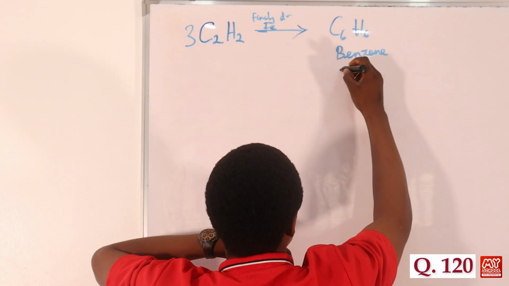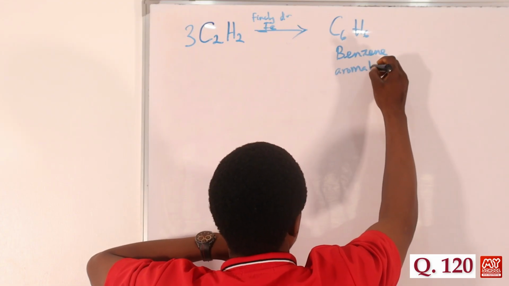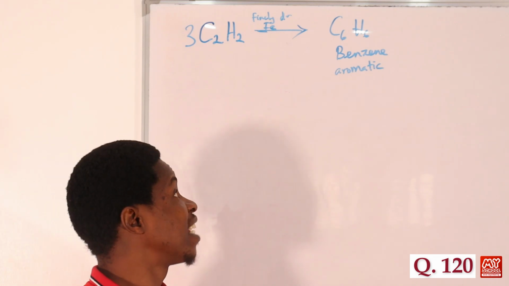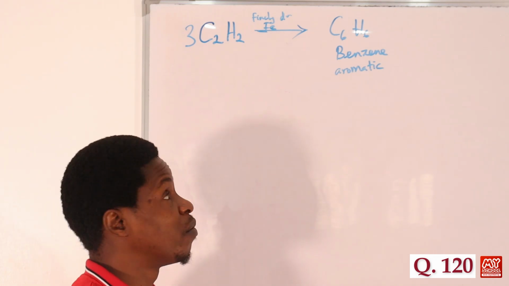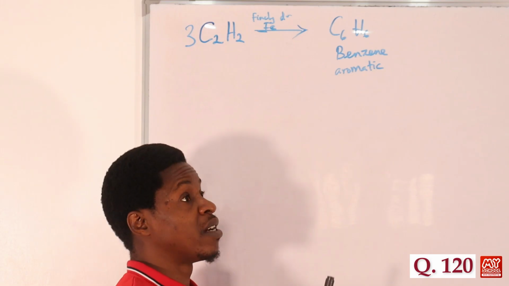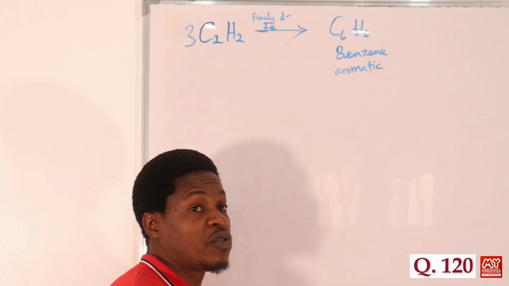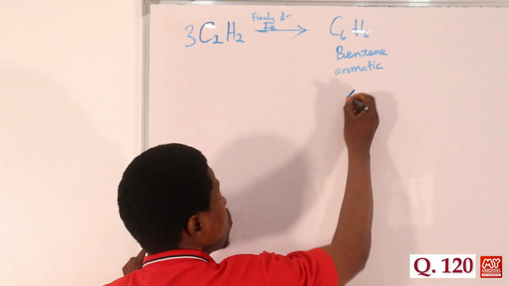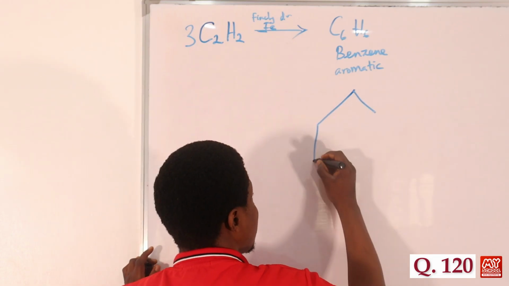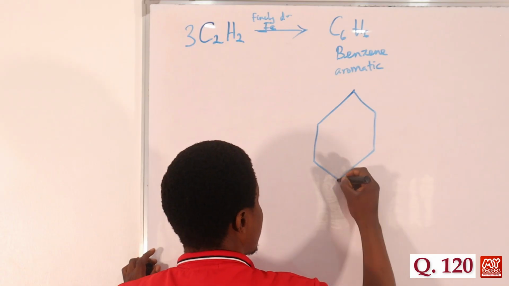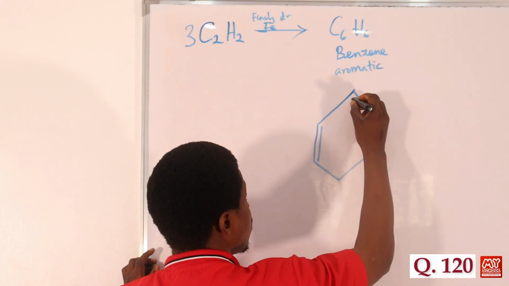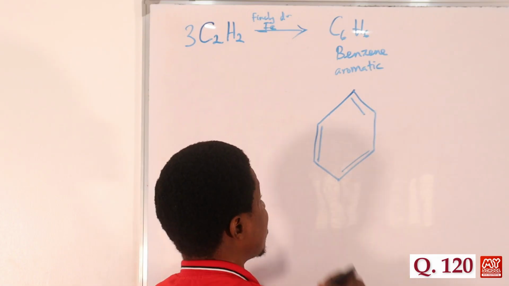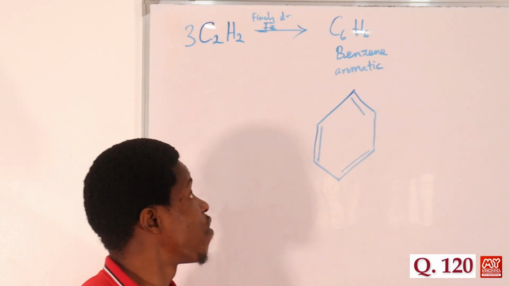And don't forget, benzene is an aromatic compound. Aromatic in the sense that it has what we call conjugated bonds. We have a single bond, a double bond, alternating single bond, double bond. If you draw the structure of this benzene ring, we have double bond, single bond, double bond, single bond, double bond, single bond. So this is aromatic. So benzene is an example of an aromatic.